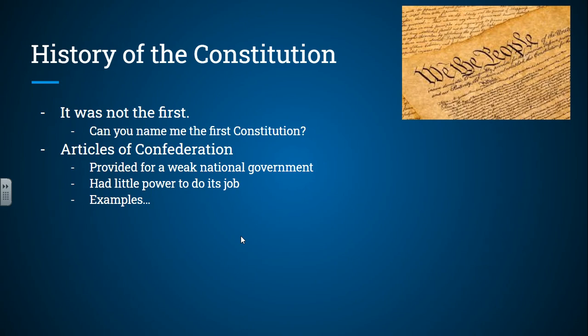They couldn't regulate foreign and interstate commerce, so we're talking about trade, okay? So with the lack of the ability of the federal government to regulate, it was kind of done at the state level, which caused some issues. There was no executive branch under the Articles of Confederation, all right?